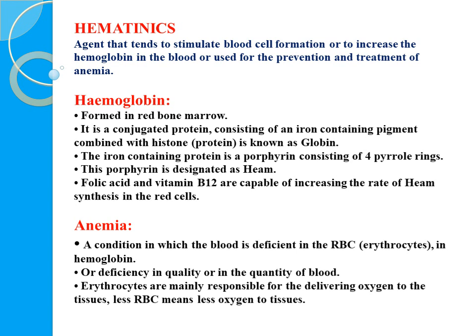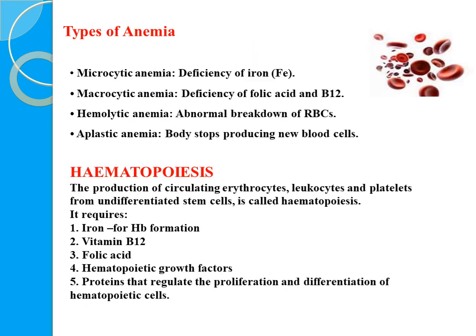What is anemia? Anemia is a condition in which the blood is deficient in RBCs or erythrocytes, in hemoglobin, or in the quality or quantity of blood, referring to a disease condition known as anemia. Erythrocytes are mainly responsible for delivering oxygen to the tissues. Fewer RBCs means less oxygen to the tissues, due to which blood formation or blood quality is decreased, leading to a condition known as anemia.